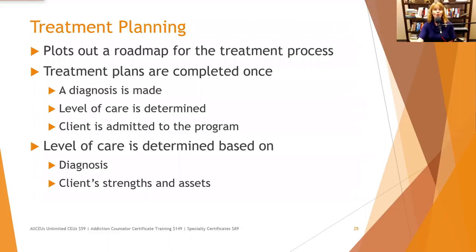So if you're familiar with the ASAM, for example, recovery environment is one of those dimensions that we look at. And if they've got a really strong recovery environment, then the decision may be made to refer the person to IOP instead of residential. Whereas if they have a really poor recovery environment, then we may opt to refer the person to residential, so they have a better chance in the first 30 to 60 days of getting a handle on things.